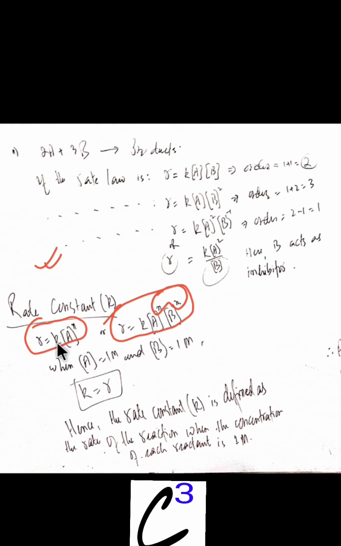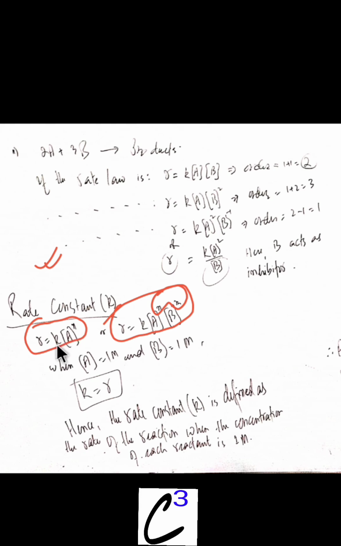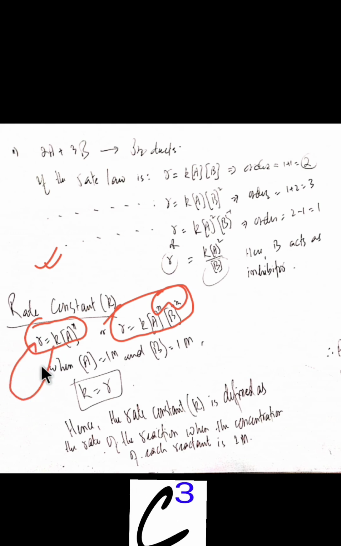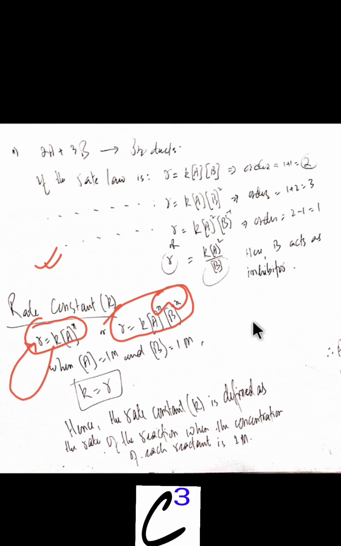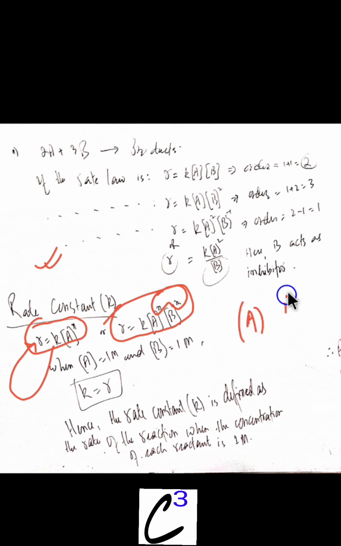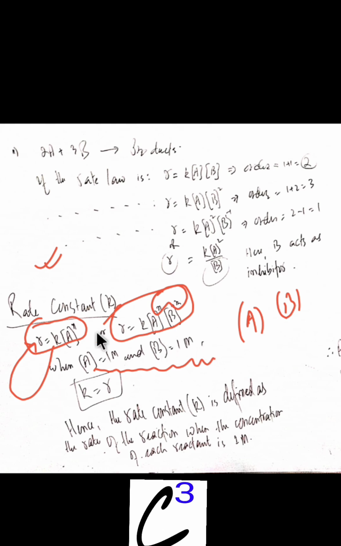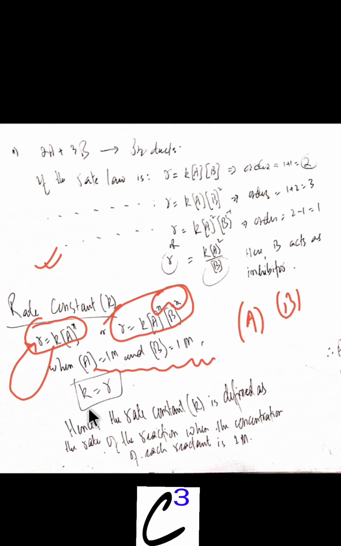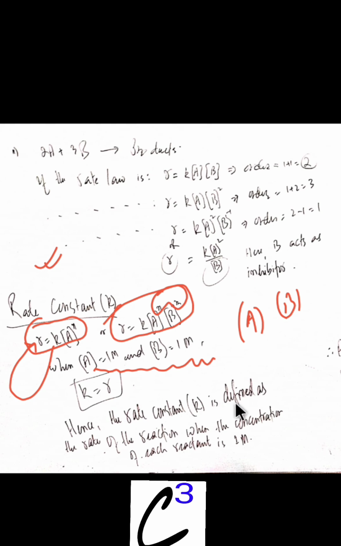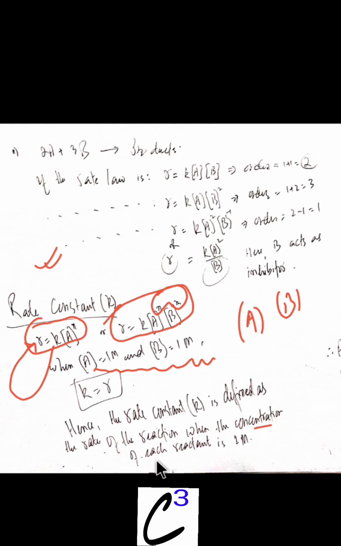Whatever the expression of the rate law, this K, which is the rate constant of the reaction, will be equal to the rate of the reaction, R, when the concentration of A and the concentration of B are 1 molar. Then only K will be equal to R. So K will be equal to R when the concentration of each reactant is 1 molar. So the rate constant is defined as the rate of the reaction when the concentration of each reactant is 1 molar.